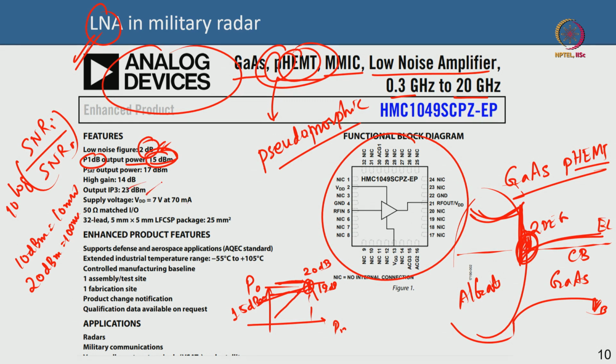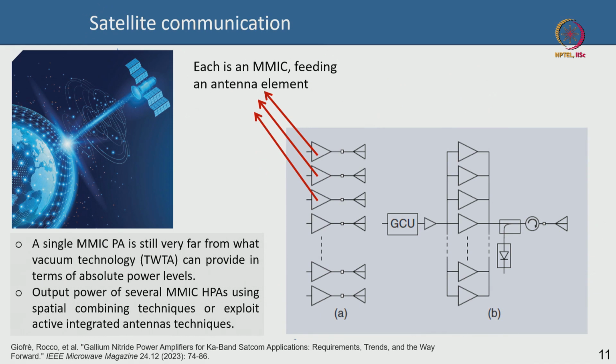So these are other parameters that are there, I am not going to talk about that, but this is just to show you that gallium arsenide pseudomorphic HEMT technology is used in a military radar LNA.